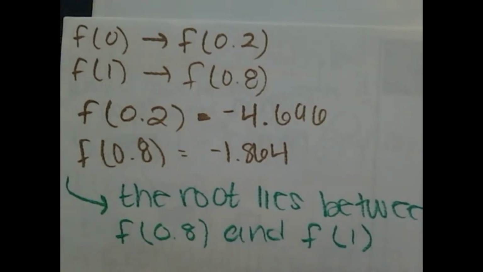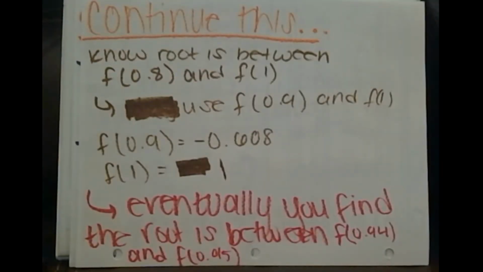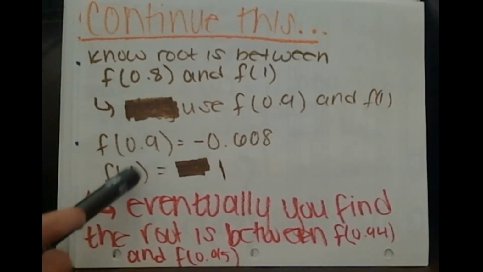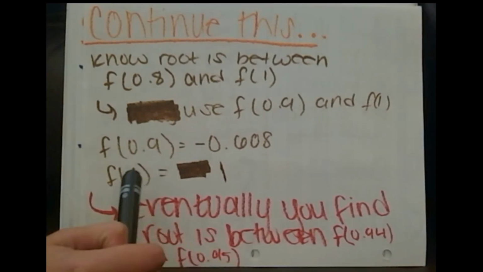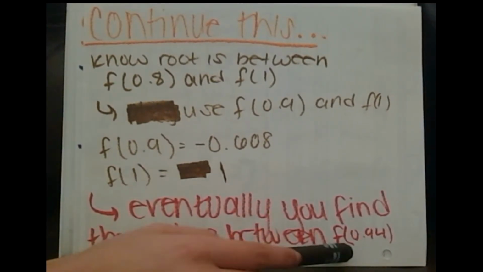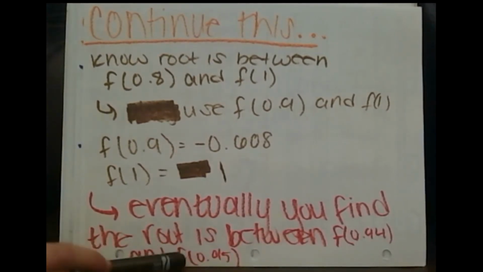When we plug these in, we get negative 4.696 for f(0.2), and we get negative 1.864 for f(0.8). However, since 0.8 gives us a negative number, we can determine that the root lies between f(0.8) and f(1), because 0 lies between negative 1.864 and 1. Now we just continue this process to narrow down the root even more. Knowing it is between 0.8 and 1, we now plug in 0.9 and 1, and for 0.9 we get negative 0.608, and for 1 we get 1. Eventually, you should get that the root is between f(0.94) and f(0.95).